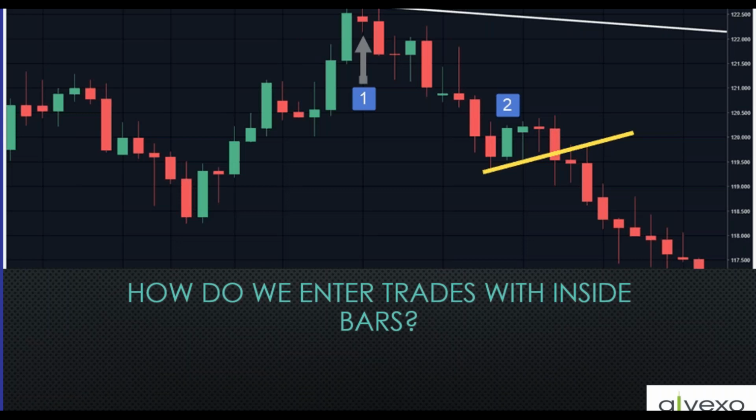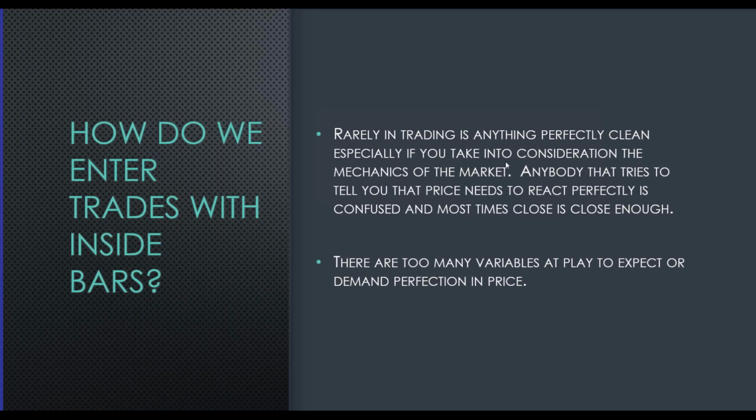How do we enter trades with inside bars? So here's our chart again, our 1, 2, and 3. Rarely in trading is anything perfectly clean, especially if you take into consideration the mechanics of the market.